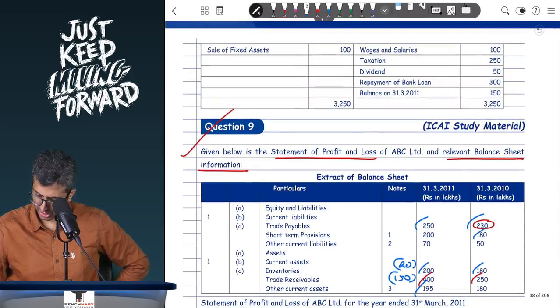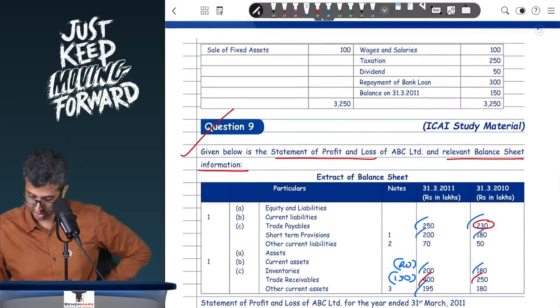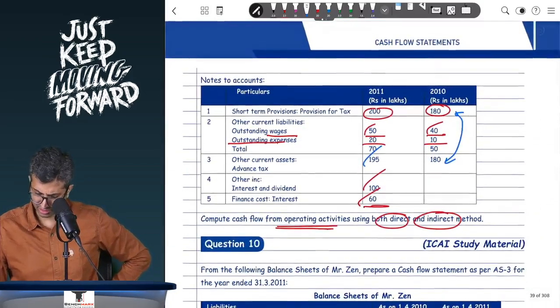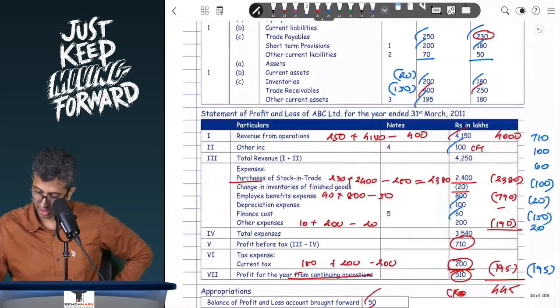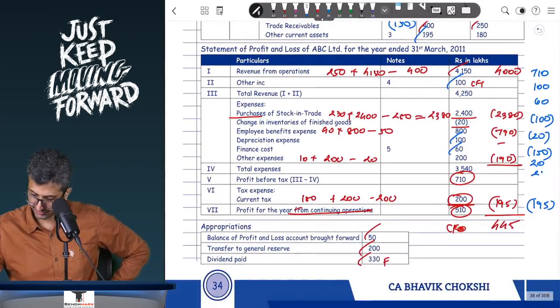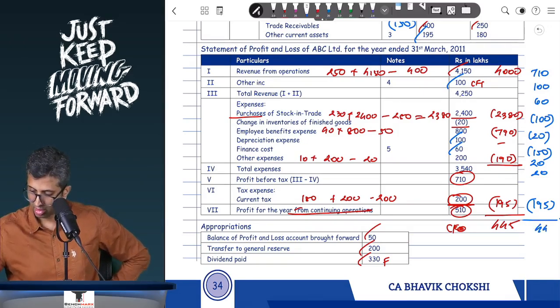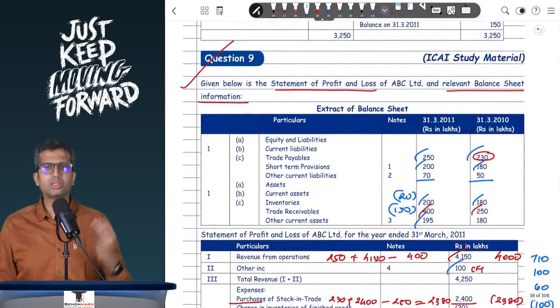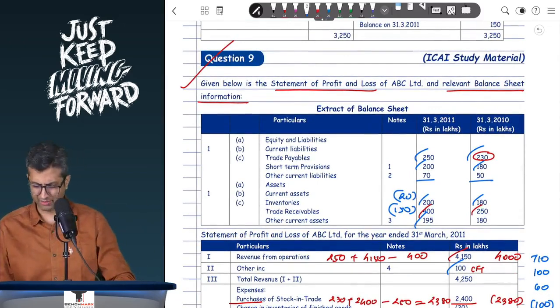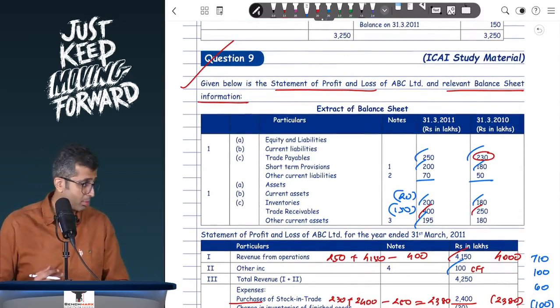Short term provisions already taken when you did provision for tax working and other current liabilities. 50-70, what is this? Okay, this you have to take. Increase, so you will add, and hence if I take this 710 plus 100 plus 60 minus 100 minus 20 minus 150 plus 40 minus 195, and there you go, 445. You can always refer the printed or the board solution for reference, but this is a fairly basic problem.